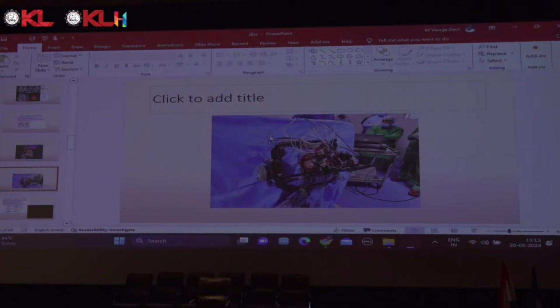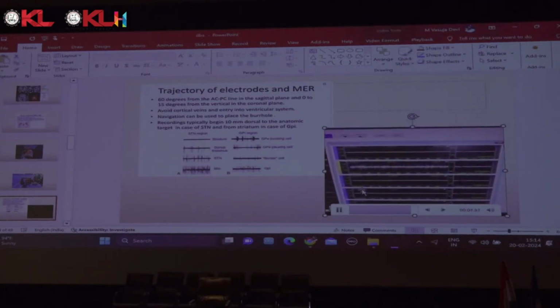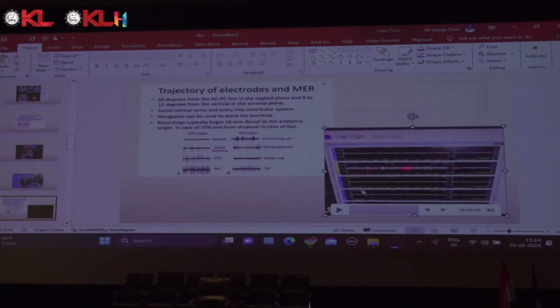Initially, when we are recording, we record through all the structures that the electrode passes through: from the cortex, we go through the striatum, ventral thalamus, zona incerta, subthalamic nucleus, and also the SNR. When we use the MER trajectory, as I showed, you can see there is high frequency firing with a large base in the STN. This is one of the classical findings. This one is not showing any firing. This one shows firing in the STN.